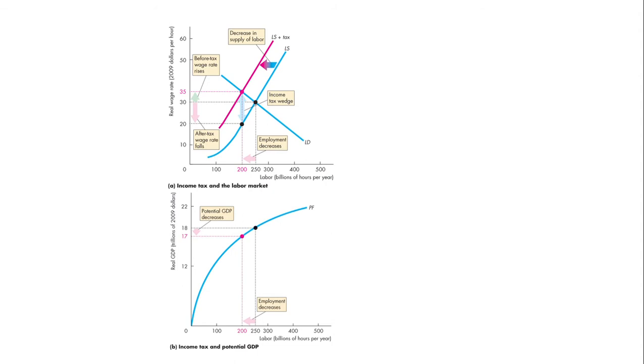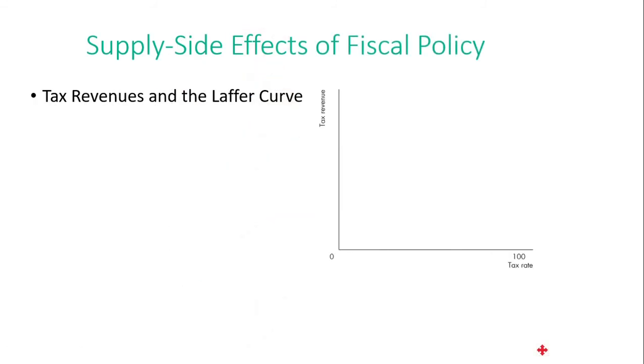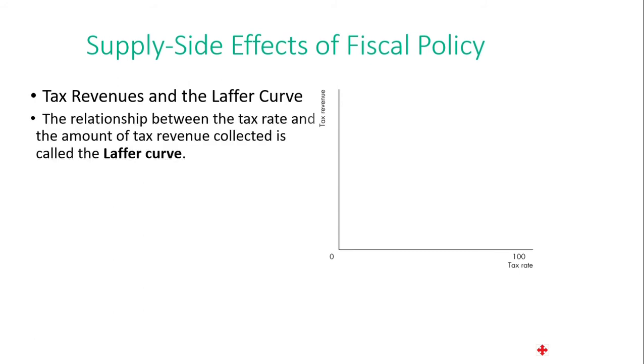If we lower the tax rate, then this labor supply curve would shift to the right, which would increase the equilibrium quantity of labor employed, and then that would increase potential GDP. So this is all under supply side theory. Now we can also expand that into the Laffer curve. So the Laffer curve shows the relationship between the tax rate, that's what percentage of our income do we pay in the tax, and the amount of tax revenue collected.